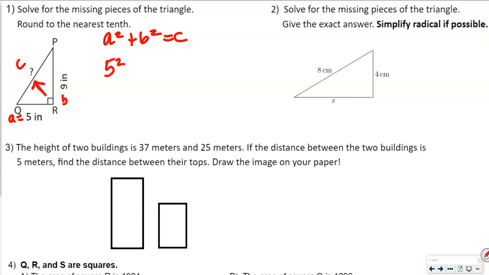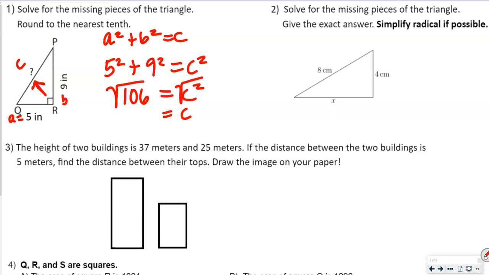So this is 5 squared plus 9 squared equals c squared. If I put that in the calculator, I get 106. Take the square root of 106 because that's what we're going to have to do to c squared to get c. And that gives me 10.3 inches, okay?